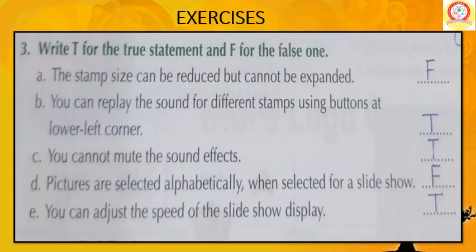Now, children, question 3. Write T for the true statement and F for the false one. A. The stamp size can be reduced but cannot be expanded. False. B. You can replay the sound for different stamps using the button at the lower left corner. True. C. You cannot mute the sound effect. False. D. Pictures are selected alphabetically when selected for a slideshow. False. E. You can adjust the speed of the slideshow display. True.